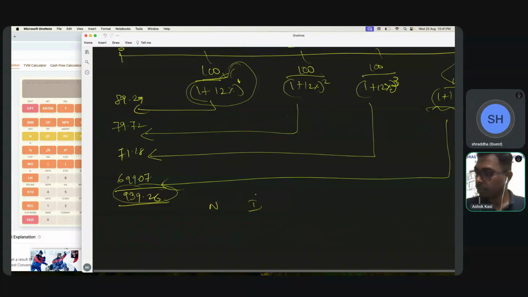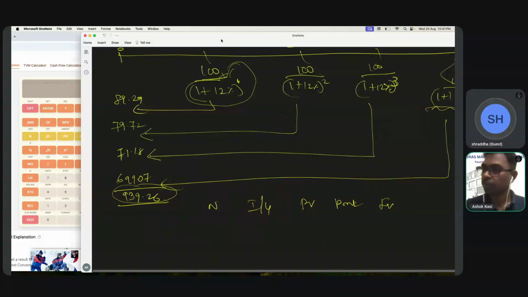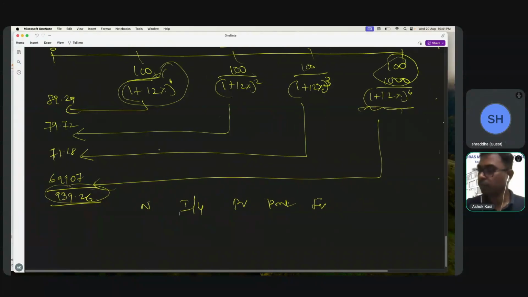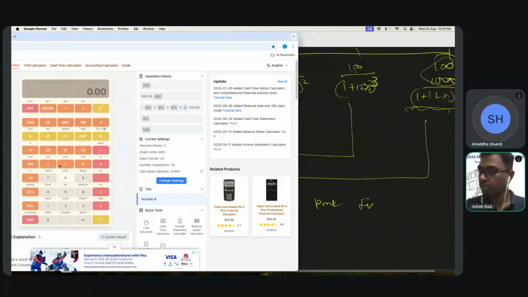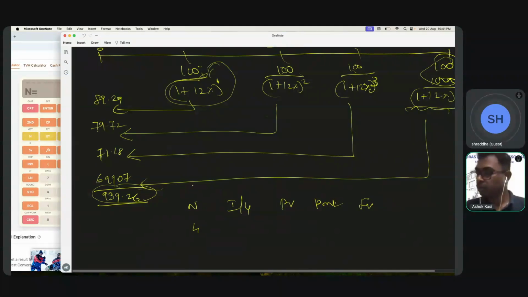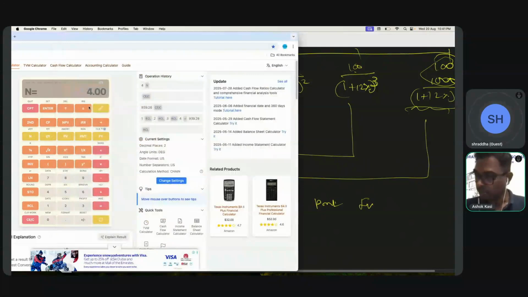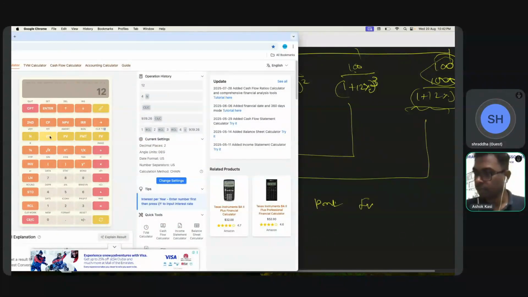So N, I/Y, which means interest rate in the market, present value, payment and future value. So N means what? Number of periods of compounding. So 1, 2, 3, 4 times it is getting compounded. So first you have to type the number and then type the field. So first type 4, then you type N. Okay. Then I/Y is what? I/Y is 12%. Now the system knows that this is percentage. You just have to key in 12. Percentage it will take automatically. So I will simply type 12 and then type I/Y. I/Y is equal to 12.